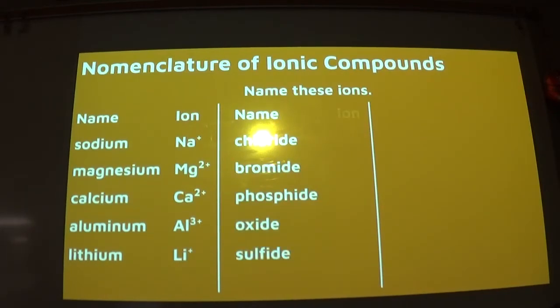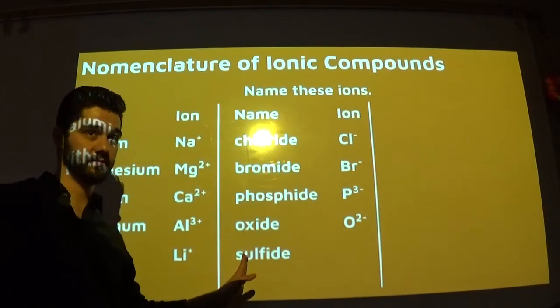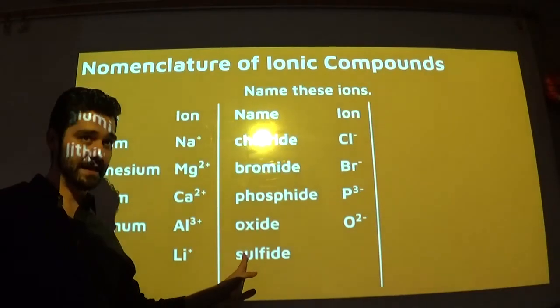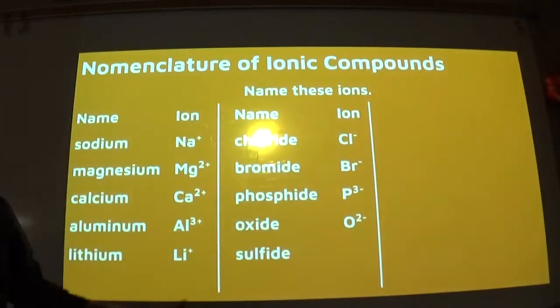Okay, if I said chloride ion, do we know its charge? -1. Bromide? Also a -1. Phosphide? Looks like a -3 to me. Oxide? But I thought you said they wouldn't be negative. They're negative because of the column they're in. Notice these are not transition metals. Transition metals will not be negative. Non-metals will very commonly be.